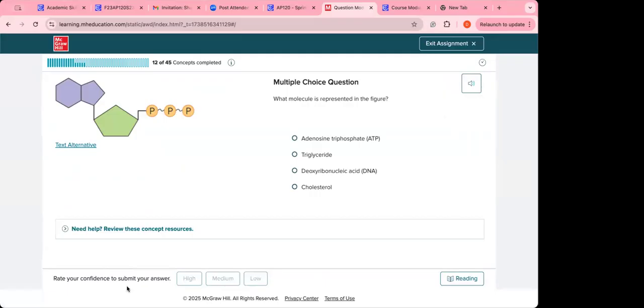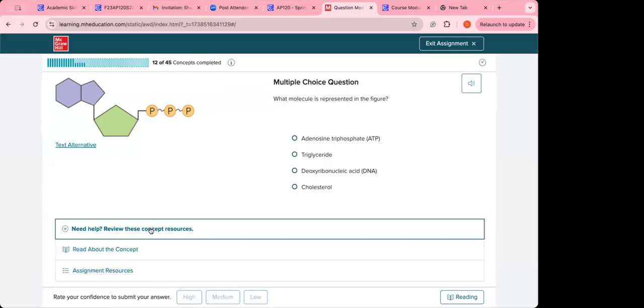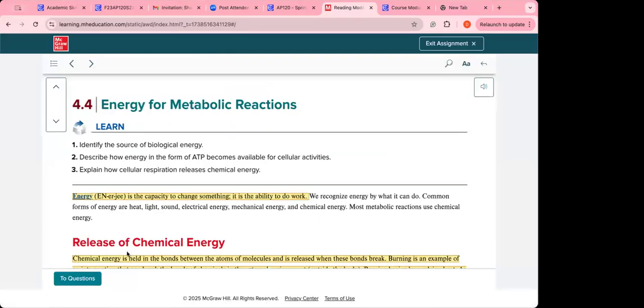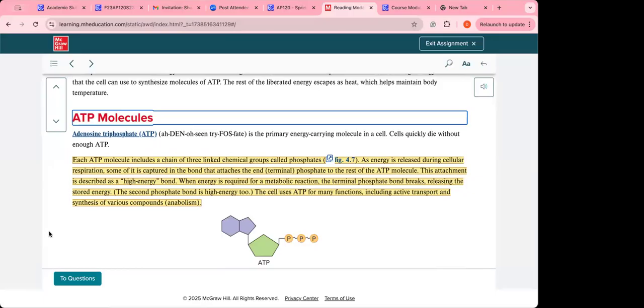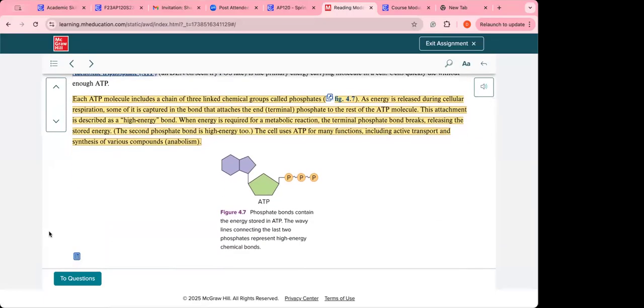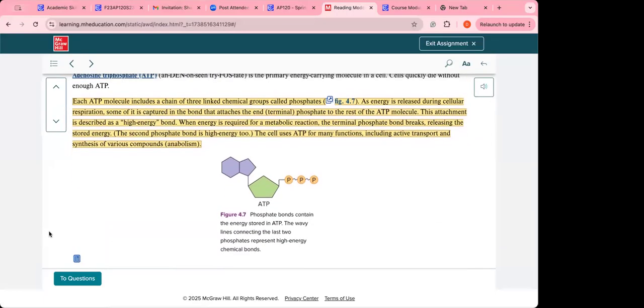Okay, so what molecule does this look like? What molecule is the picture of? Adenosine triphosphate, triglyceride, deoxyribonucleic acid, or cholesterol? What is that a picture of? You look at figure 4.7, it says ATP at the bottom, which is adenosine triphosphate.